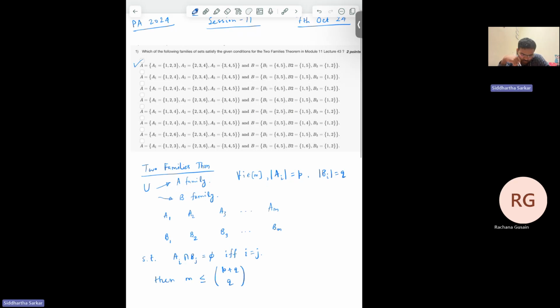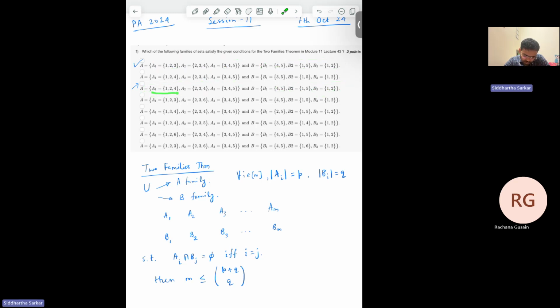So now we can verify the other things also, but it takes some time. So let's not verify everything, let's go to C directly. So how about these two families? First we'll check how many sets are there in family A. Three sets. So in family B also there should be three sets. Is this the same as the first one? No, this is different.